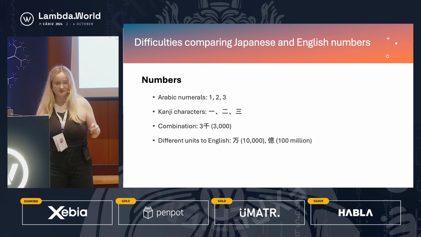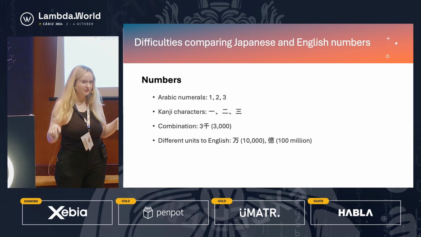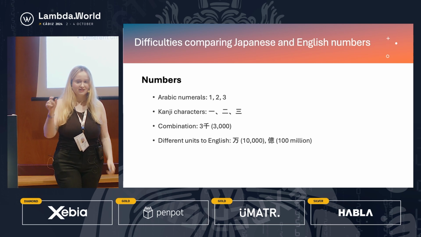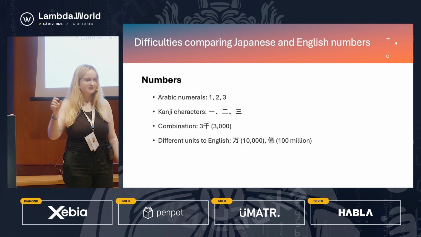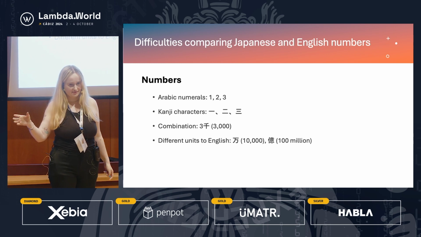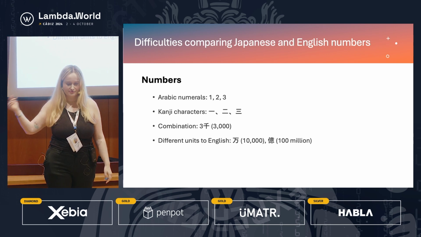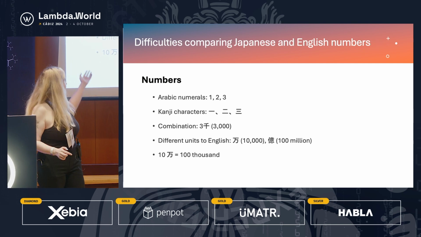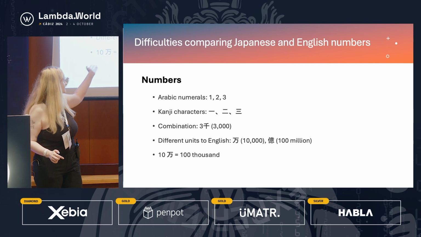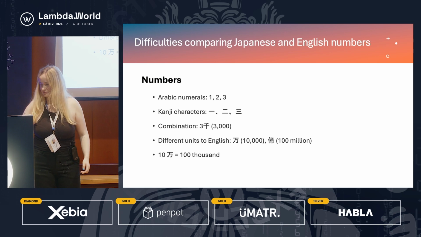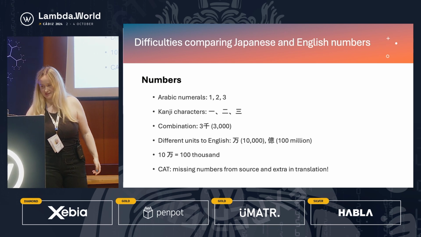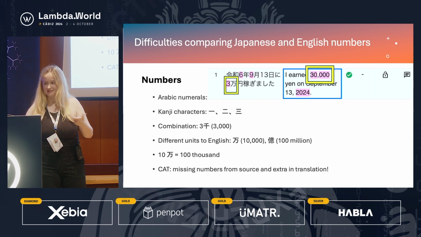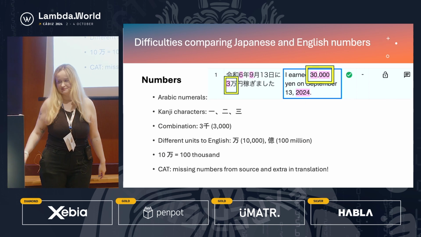And also one further complication is that Japanese uses different units to English. So up to 1,000, so 10, 100, is the same. But then after 1,000, the next unit they have is called man, but it's 10,000. And then after that, the next unit is 100 million. So for example, this character, 10 followed by 10,000 would be 100,000. But if you translate that, the CAT tool is going to complain that there's a missing number from the source and there's an extra number in the translation.